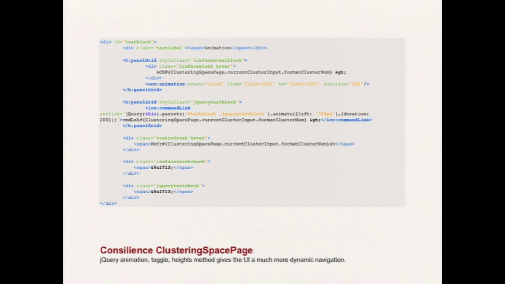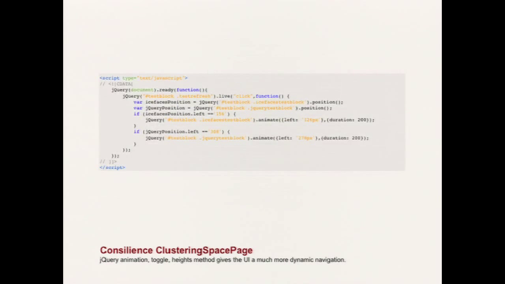And then below that, you see we have our refresh button, and we have some jQuery that is controlling that. We placed everything within the live method, which maintains the click handler after the page is dynamically updated, and then we go and check the positions of each button and return them to original positions with the animate method.